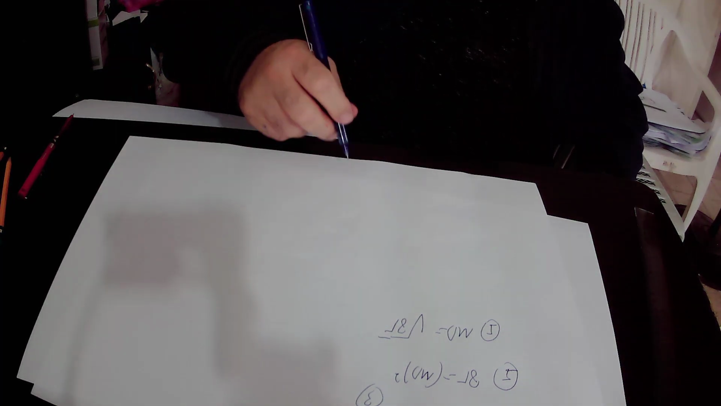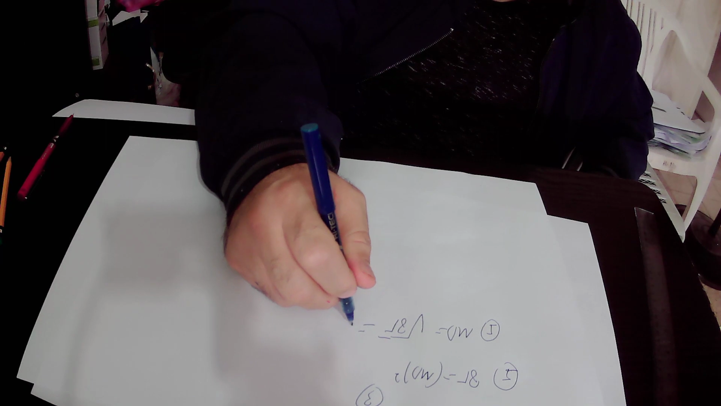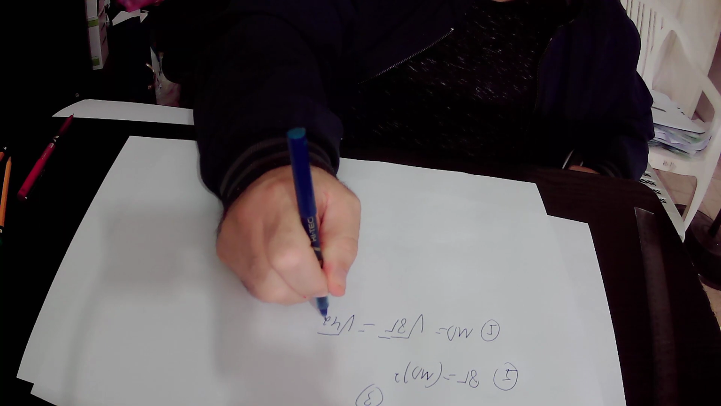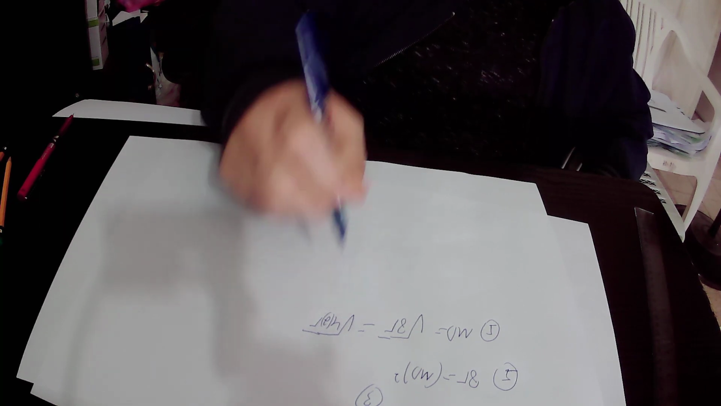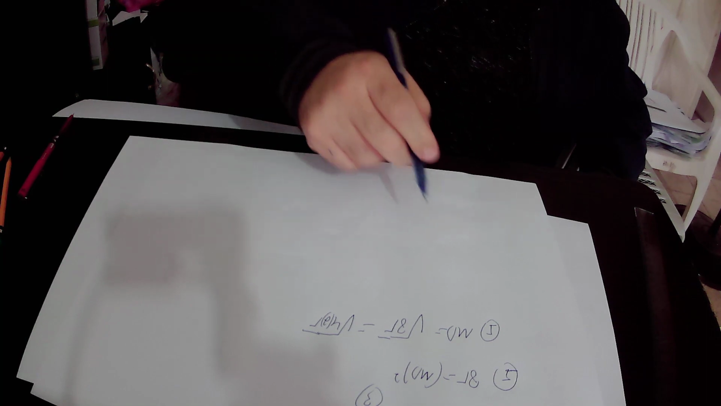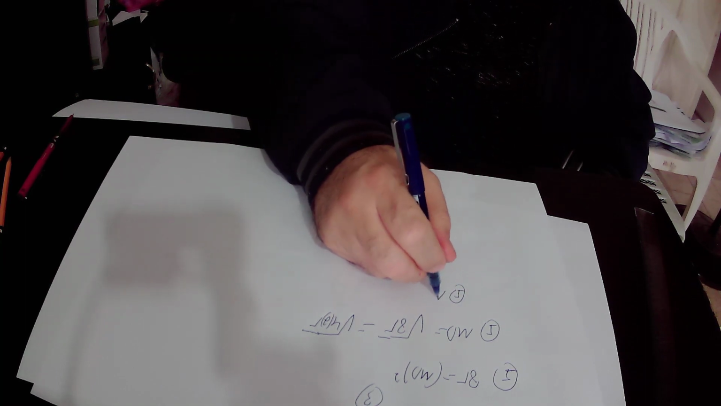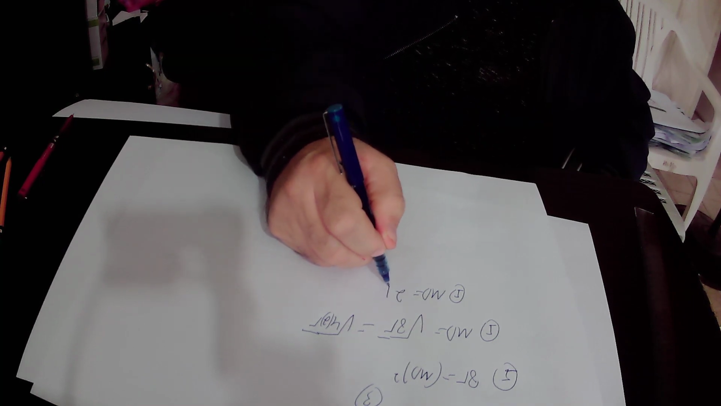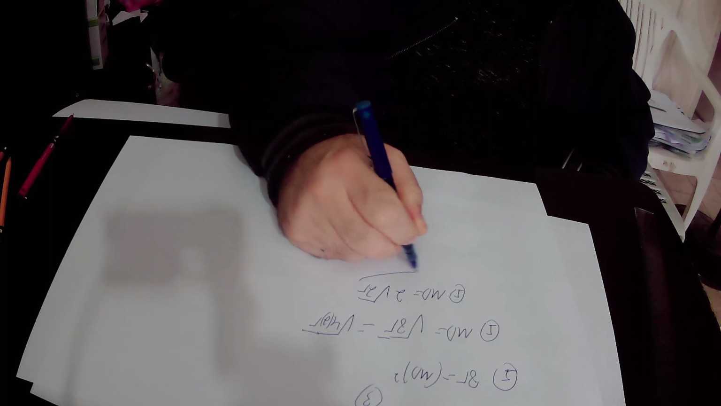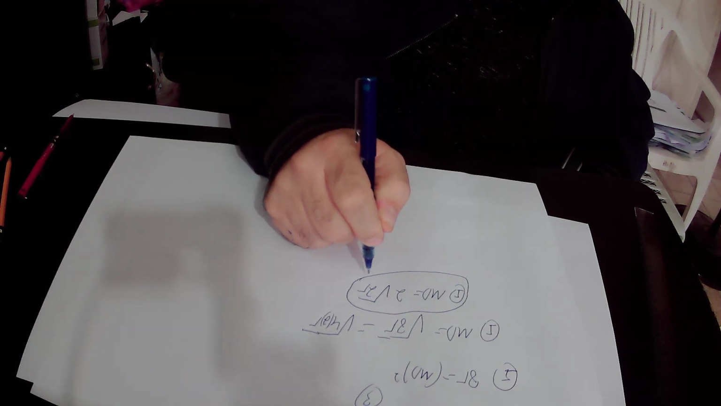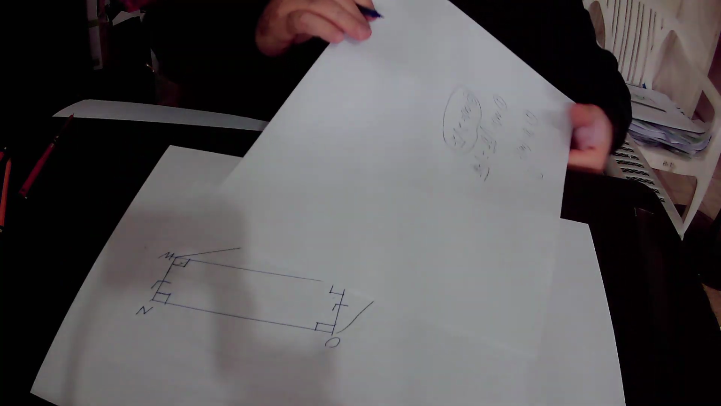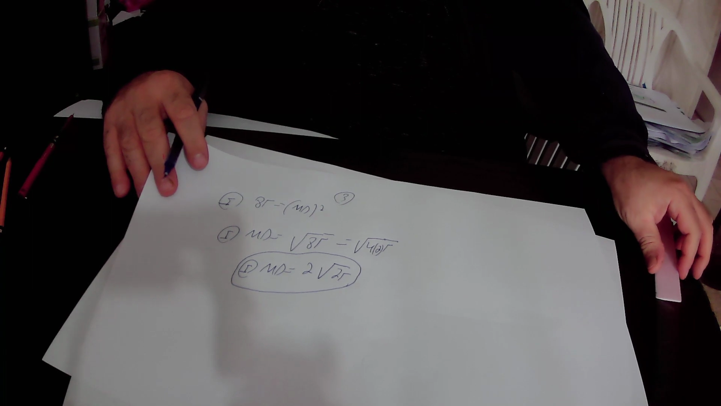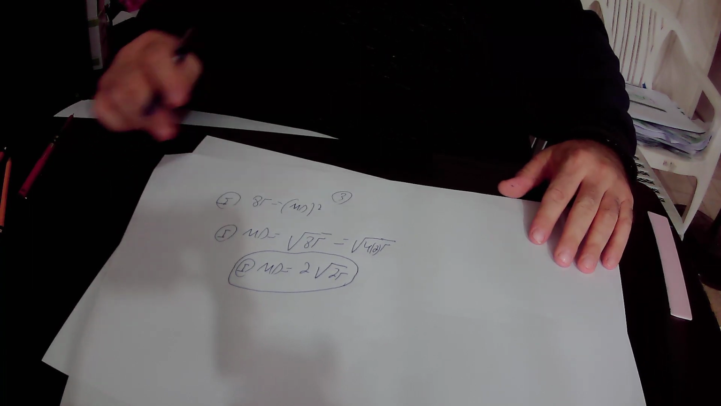Actually 8R is 4 times 2 times R, so we will substitute 8 by 4 times 2. The square root of 4 is 2, so we will get that MD equals 2 times the square root of 2R. So we actually found out that MD equals 2 times the square root of 2R.